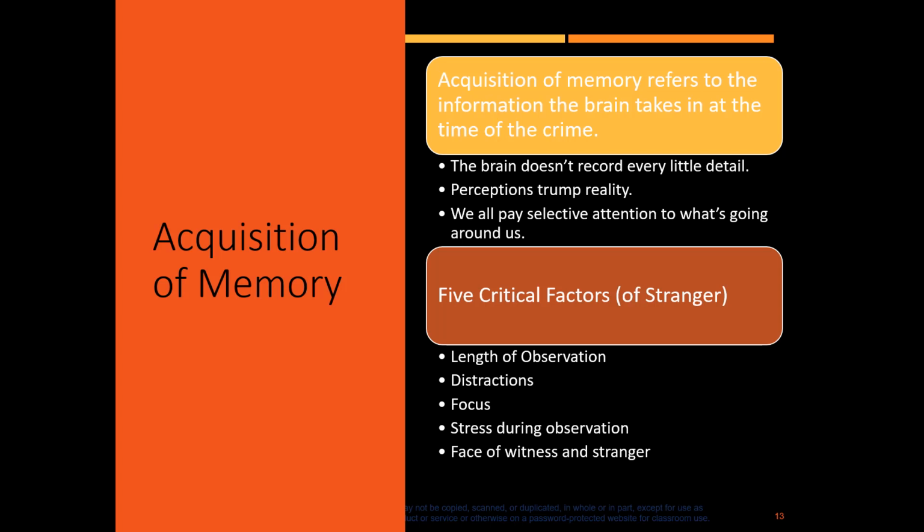Acquisition refers to when you take it in, and you don't record every detail. You just don't get it. Your perceptions can be more important than your reality. That's how magicians can trick you. A magician can take something, and by moving his hand in a particular way, distract you and get you to believe that there's magic. We all know there's no such thing as magic. But have you been distracted? Has there been a loss of focus? How long did you have to look at something? How much stress were you under? All of these affect the degree of your acquisition of information.